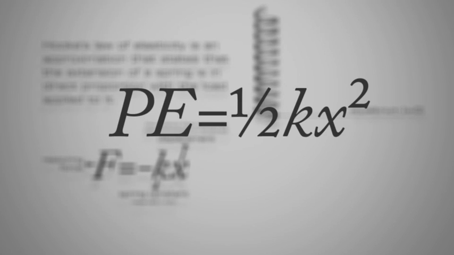Potential energy stored in a spring is given by PE equals 1/2 kx squared, which comes from adding up the energy it takes to incrementally compress the spring. That is, the integral of force over displacement. Note the potential energy of a spring is always non-negative.